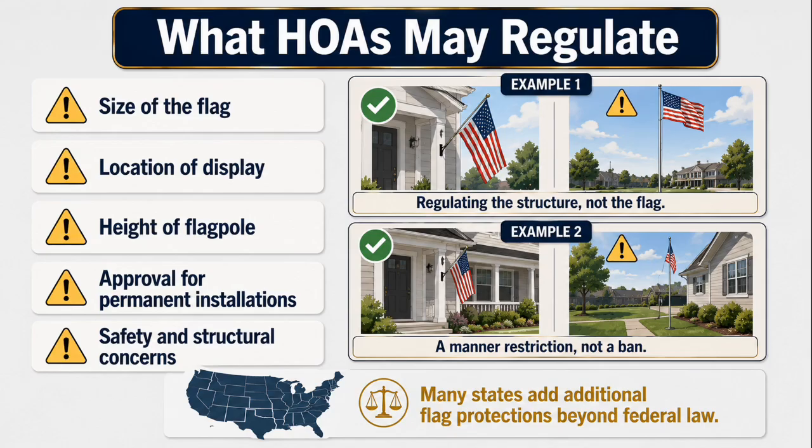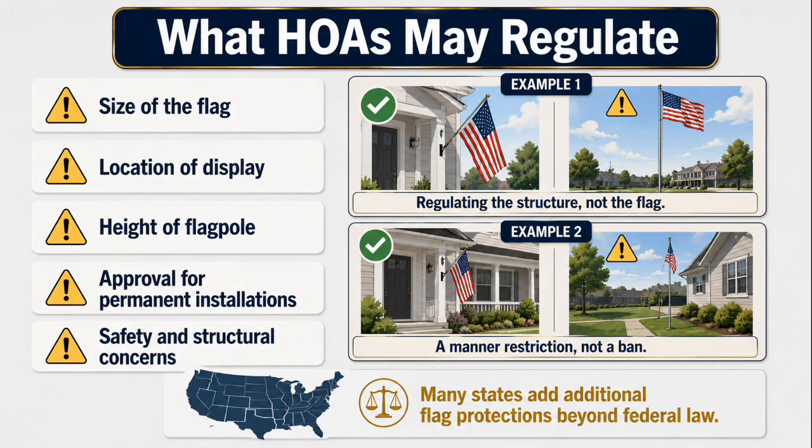This is the part many homeowners miss. Federal law does not eliminate every HOA restriction. Associations may still regulate things like the size of the flag, the location of the flag, the height of a flagpole, whether approval is required for permanent installations, and safety or structural concerns. For example, an HOA may object to a 30-foot commercial-style flagpole installed in the middle of a front yard. That doesn't necessarily mean they're banning the flag. They may be regulating the structure supporting it.